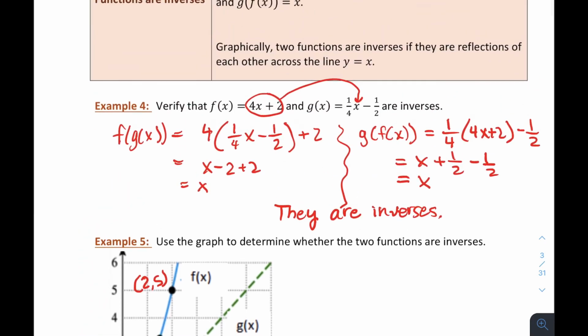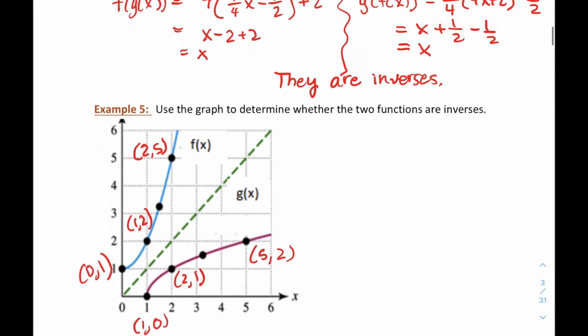So it would appear, at least for those listed points, that the x and y values are swapped and that they're inverses. Now graphically, we actually know that two functions are inverses if they're reflected across the line y equals x. So if for every ordered pair the x and y values are swapped, then they're inverses, which is true if they're reflections across the line y equals x. So these two are inverses.